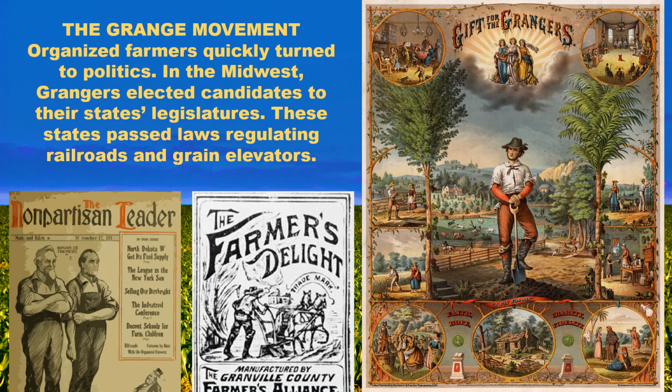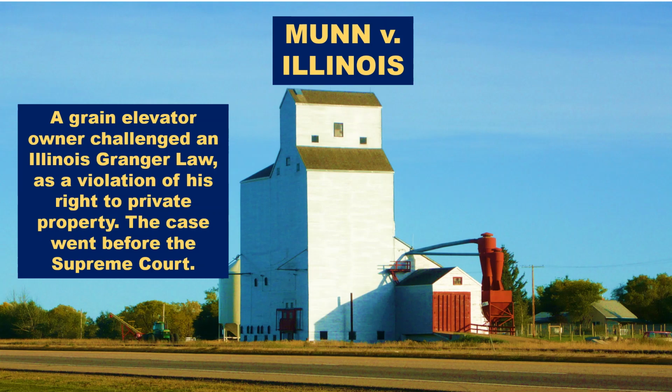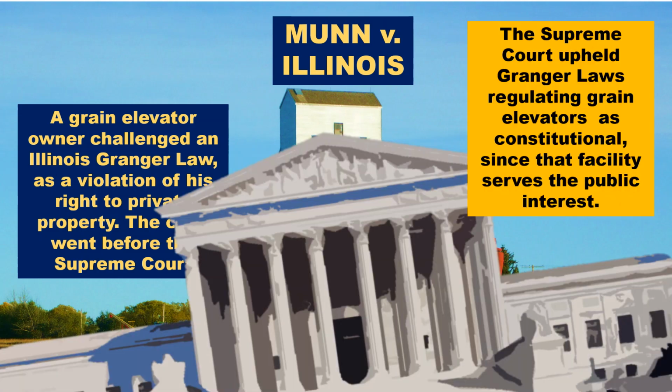Organized farmers quickly turned to politics. In the Midwest, Grangers elected candidates to their states' legislatures. These states passed laws regulating railroads and grain elevators. In Munn versus Illinois, a grain elevator owner challenged an Illinois Granger law as a violation of his right to private property. The case went before the Supreme Court. The Supreme Court upheld Granger laws regulating grain elevators as constitutional, since that facility serves the public interest.